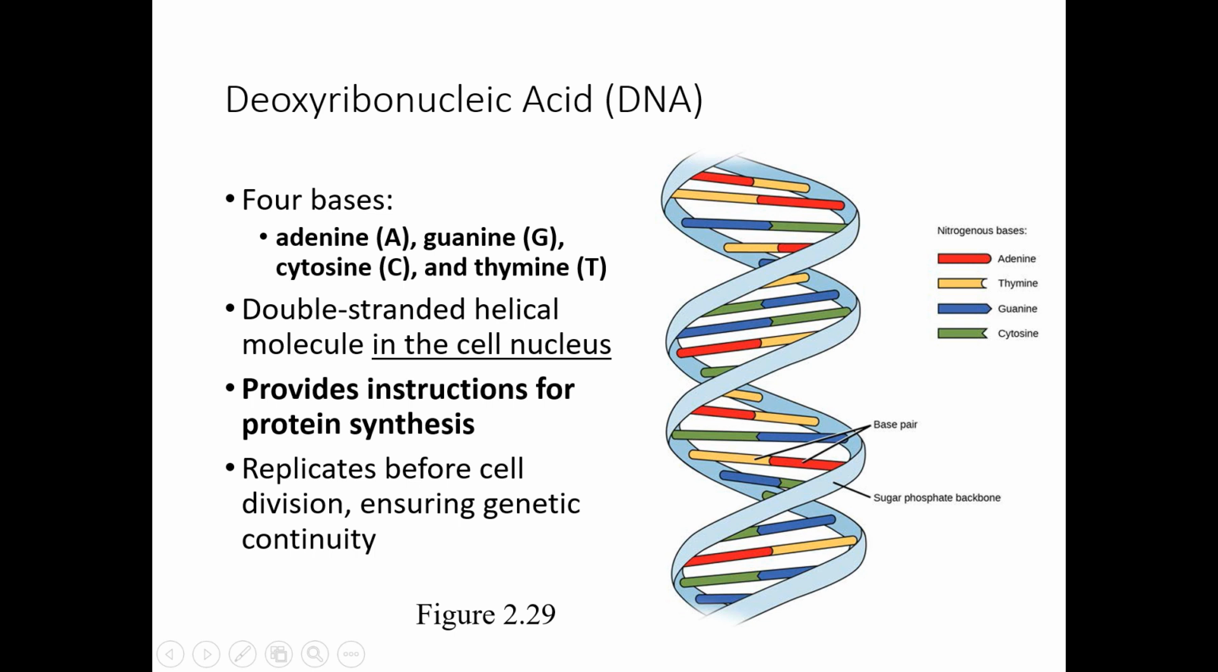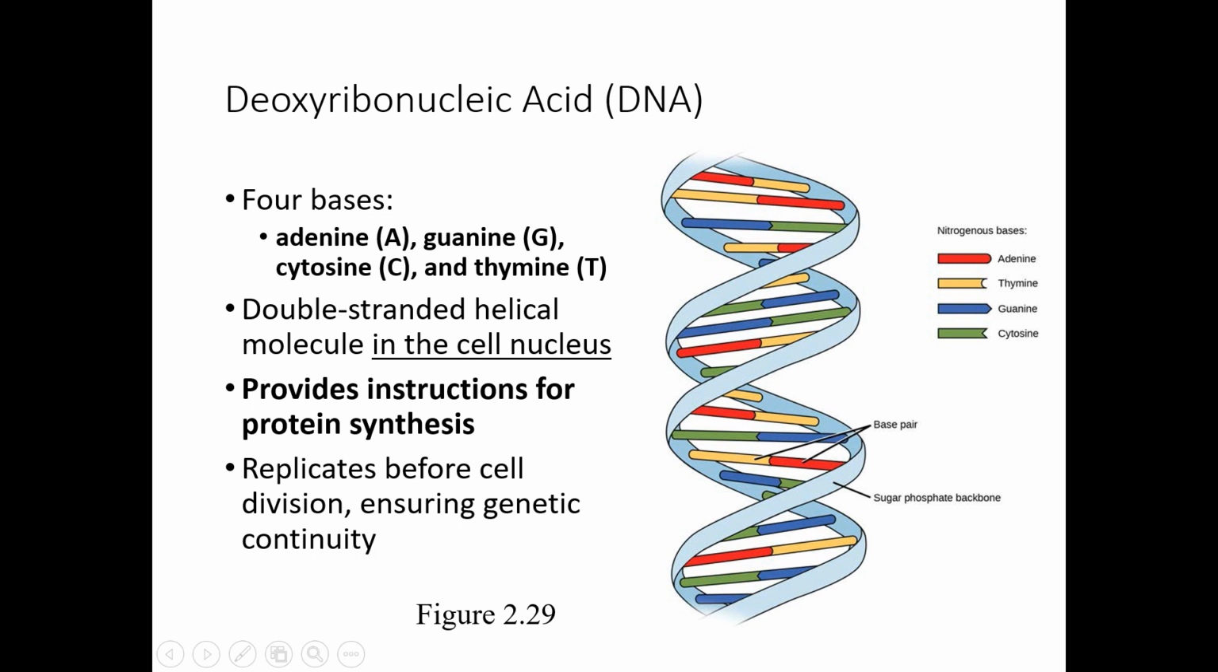So double-stranded helical molecule of DNA is located in the cell nucleus. What does it mean? Double-stranded. It looks like a ladder. Those are sides of the ladder, and right here there would be bases. That ladder is twisted. That's your double-stranded helical molecule.